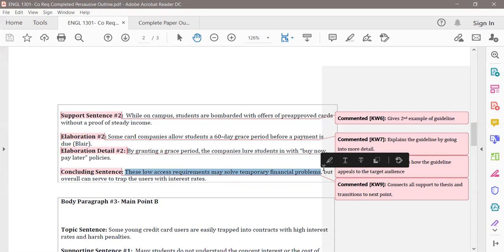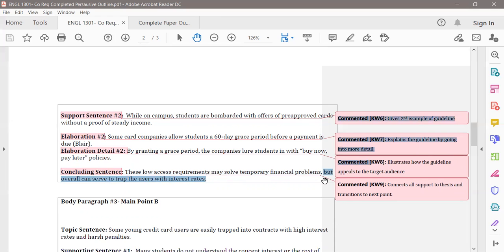Then the next half of this sentence transitions to my next point, and I even mention what my next point is. The next half says it can serve to trap the users with interest rates. If you remember my thesis statement, that was my second point, that it trapped users. So your concluding sentence in this paragraph, for paragraphs 2 and 3, is going to sum up and also transition to your next point.